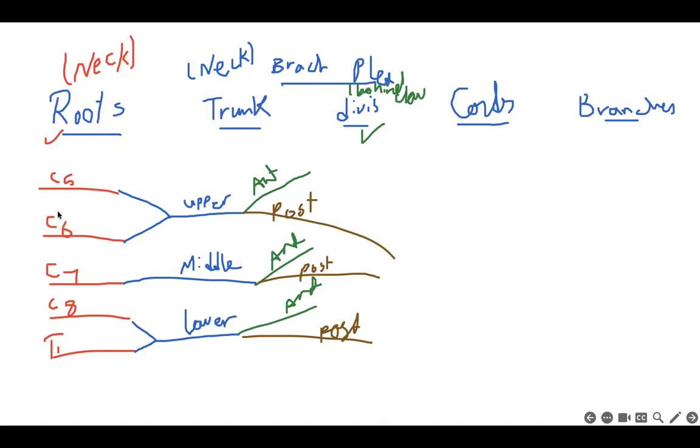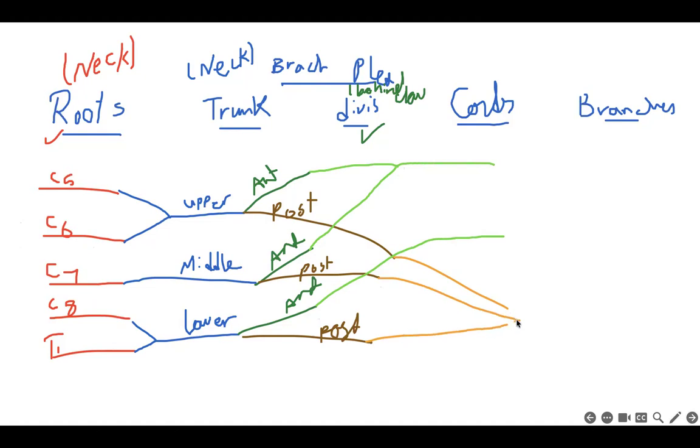What happens later? The anterior of the upper and the anterior of the middle unite together and form a cord. The anterior of the lower runs alone and will form another cord. And the posterior of all the divisions of all the trunks unite together and form another cord. So we have three cords.